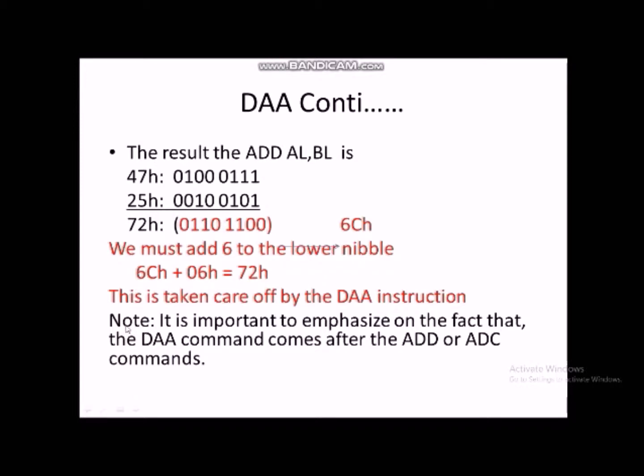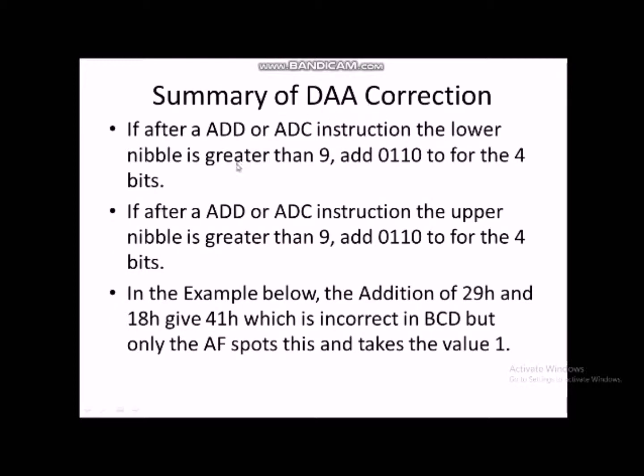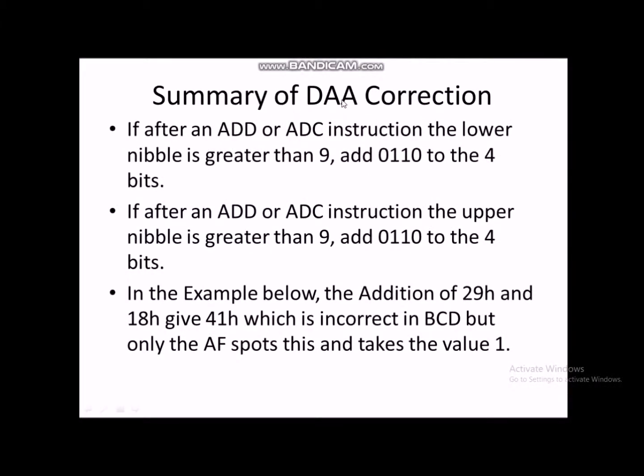But it's very important to note that the DAA command comes after the add or add with carry command. Otherwise, this will not work. We have to take that into consideration. Now, the summary of the DAA. So to summarize the DAA correction, as you can see here, if after an add or an add with carry instruction, the lower nibble is greater than 9, we have to add 6 to its 4 bits. If after an add or an add with carry instruction, the upper nibble is greater than 9, again we have to add 6 to its 4 bits.